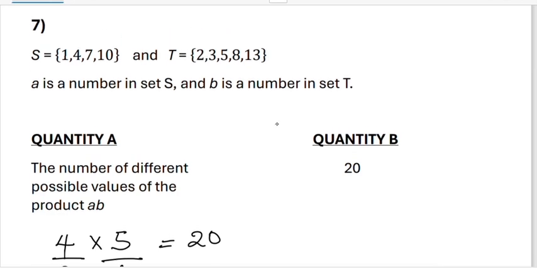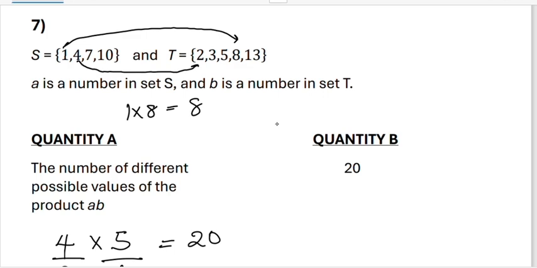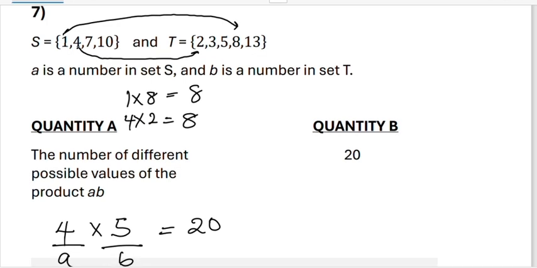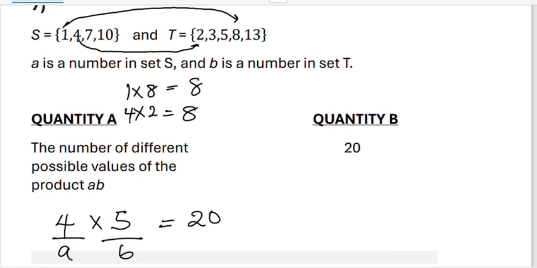So let's see. Here we can pick 1 here and times it by 8. So 1 times 8, that will give us 8, and we can pick 4 from here and times it by 2. 4 times 2, that's still 8. So that simply means that we can no longer get 20 different possible values, because we already have 2 products that are the same. So which means that quantity B has to be greater, because this must be less than 20, right? Because we have gotten 2 products that give us the same number, and quantity A has to be different possible values of the product.